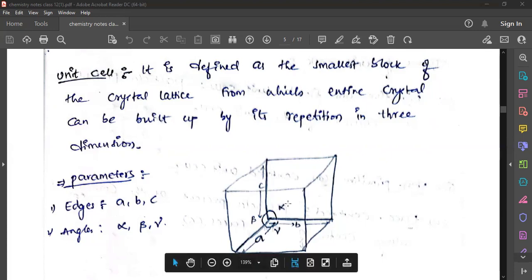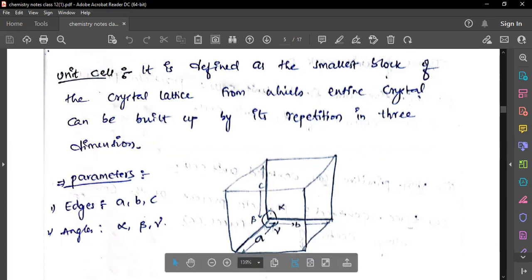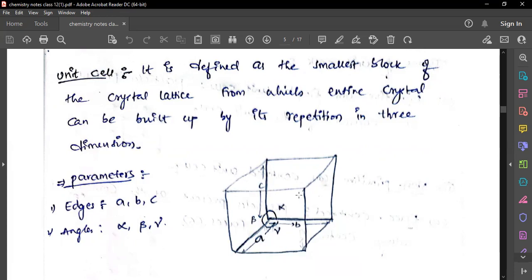Okay, sir. So alpha is the angle between B and C. Then what is the beta angle? Beta is opposite of B, right? So it is the angle between A and C. And gamma is the angle between A and B. So A, B, C and alpha, beta, gamma are the 6 different parameters for a particular unit cell. Based upon these 6 parameters only, we have different types of crystal systems, or we can say a total of 14 Bravais lattices will be formed. I will show you the diagram also, one by one.